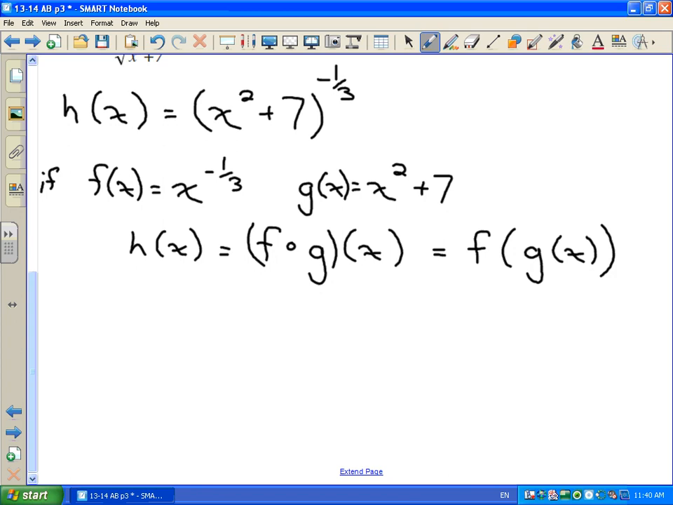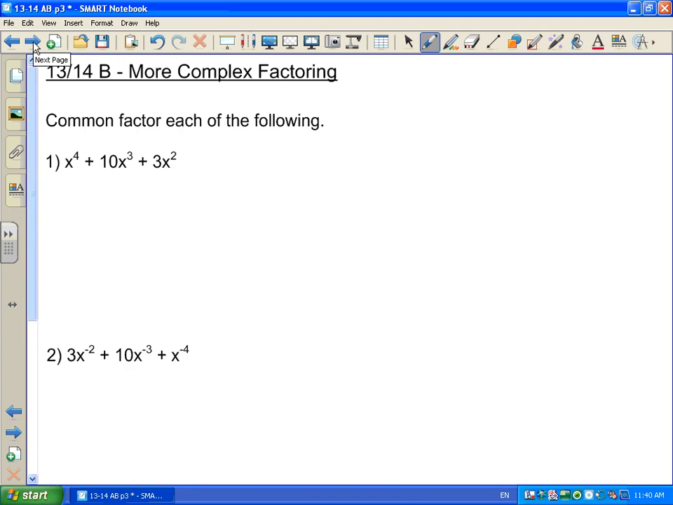The other skill that we need for 1314 is we need to be able to factor, basically common factor, some complicated expressions. Now, obviously, number one here is not a complicated thing to common factor. I'm just putting it up here to remind us of what factoring is. So we've got an expression here, x to the power of 4 plus 10x to the power of 3 plus 3x to the power of 2. If I said common factor that, what are you going to factor out of each of those three terms? Just x, yeah, x squared.